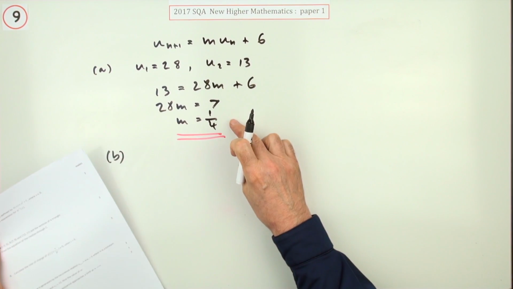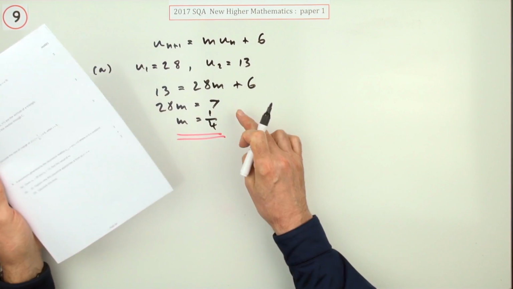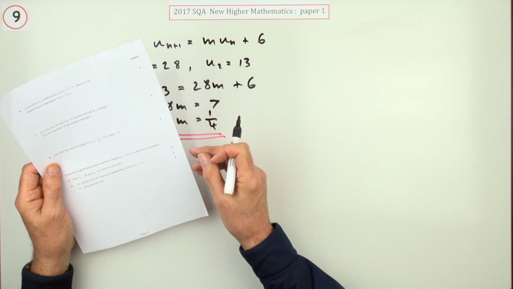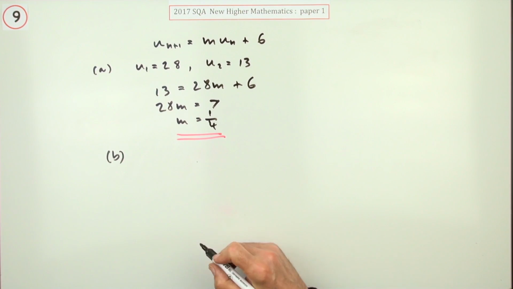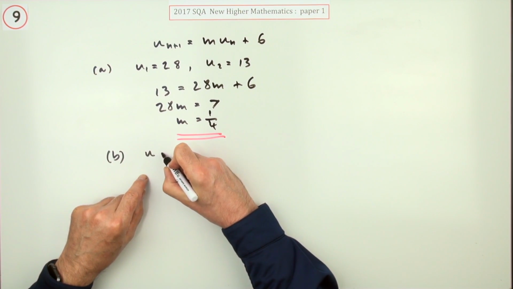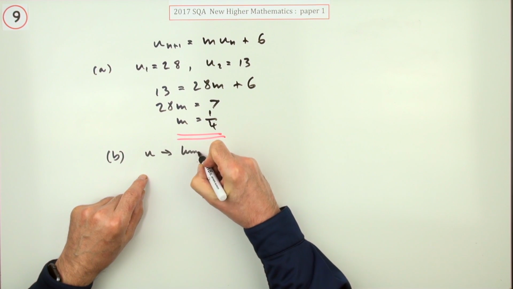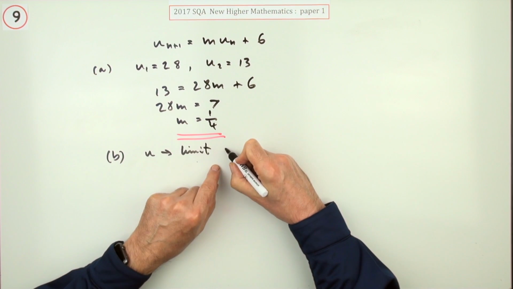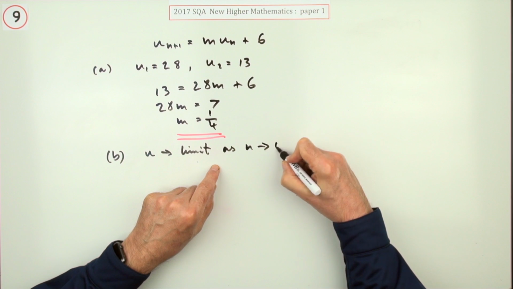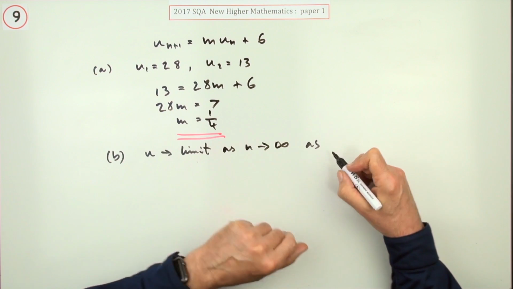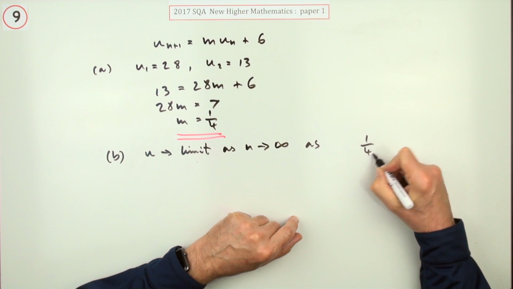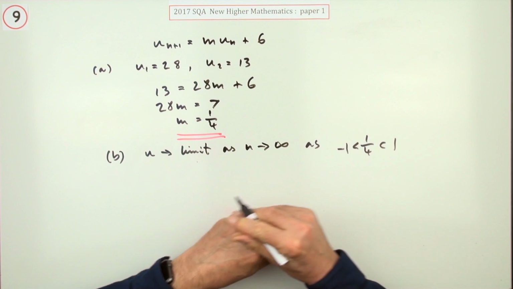And part B, remember, you have to cancel things down in the higher. Don't leave that as 7 over 28. Explain why this sequence approaches a limit. Well, u approaches a limit. You have to write a lot of stuff down here. As n tends to infinity, because you're multiplying by a proper fraction, as 1/4 is between 1 and -1.